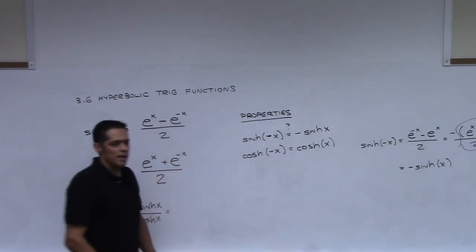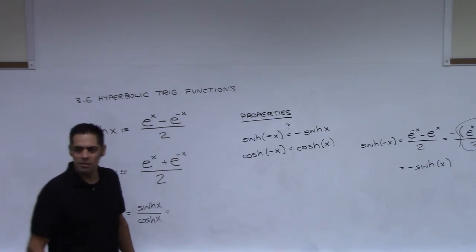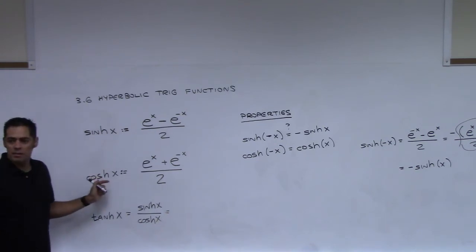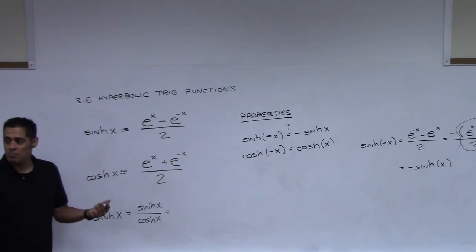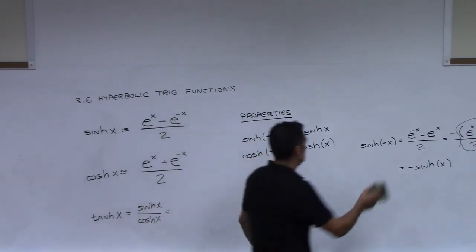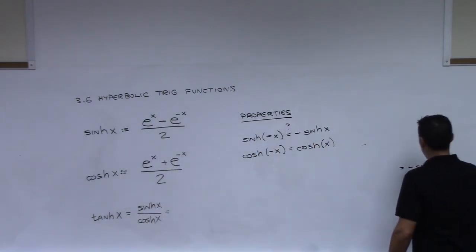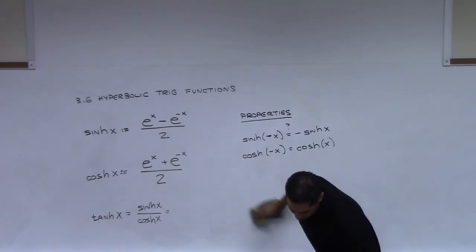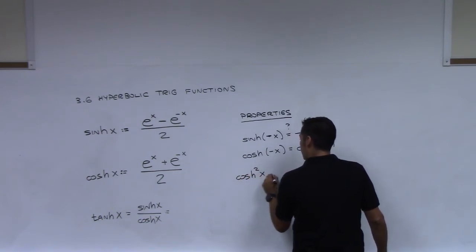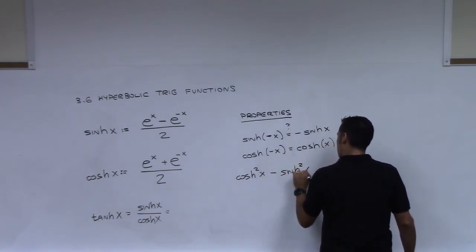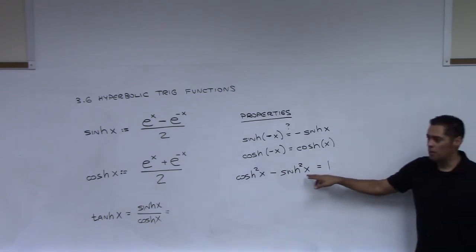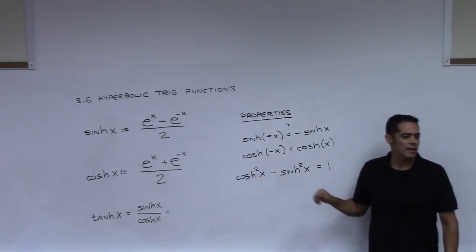But what about the Pythagorean identity? You think the Pythagorean identity holds? Do you think sine hyperbolic squared x plus cosine hyperbolic squared x equals 1? I mean, it seems everything else is held up so far, right? Maybe? Well, unfortunately, it does not, okay? But what we do have is this. Cosine hyperbolic squared x minus sine hyperbolic squared x does equal 1. So this property holds.